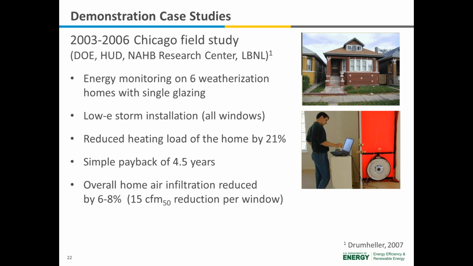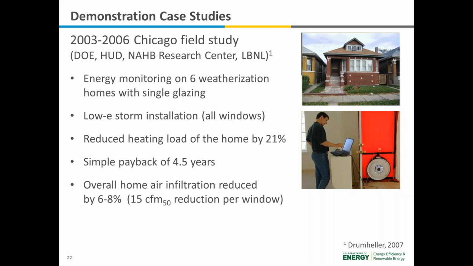The details are in the paper referenced at the end, but the heating load of the home on average was reduced by about 21%, which gave a simple payback period of about 4.5 years. So very cost effective.